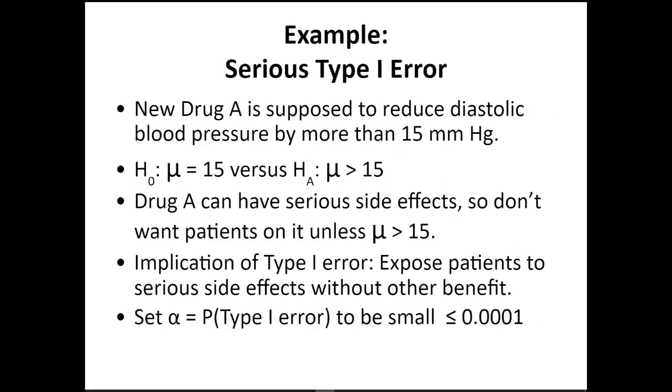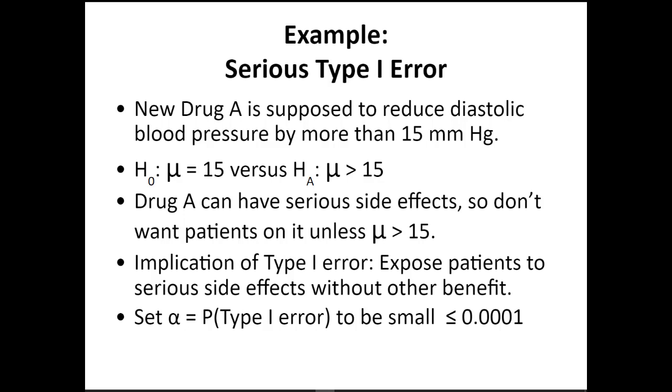So let's look at a couple examples. In this example, the ramifications of committing a type 1 error is very serious. So there's this new blood pressure medication called Drug A, and it's supposed to reduce blood pressure by more than 15 units of pressure. Okay, so apparently there's some existing medication that can already reduce blood pressure by these 15 units, and they want to know if this new drug will decrease it by more than 15 units, okay?